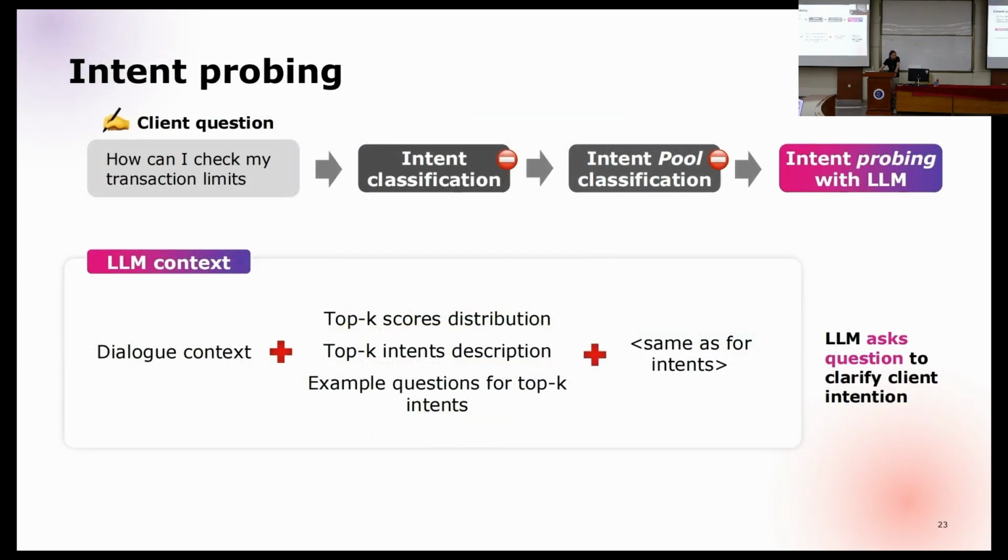And the next idea is to do intent probing. The idea is very simple, almost the same as with intent classification. Sometimes there are such questions in chatbot that we can't answer just at the moment. For example, client can type something like abracadabra, and we don't understand at all what he wants. And in these cases, we need to ask him some question to clarify his intention. So we can generate such questions directly using large language model.